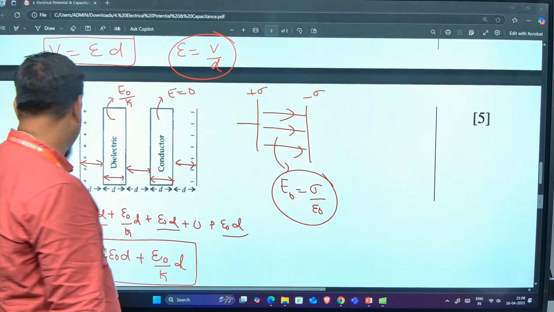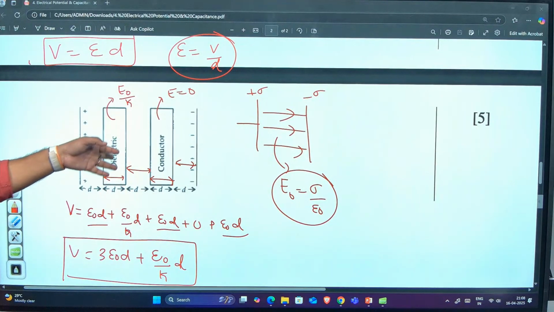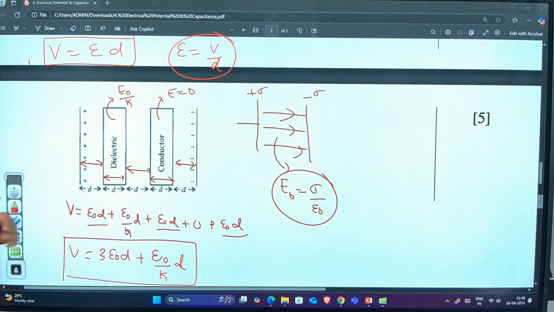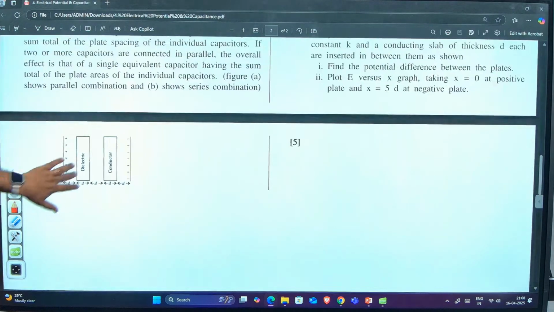Second part they are asking, I hope it is clear to you. Class XII and Varshita Shri, is it clear to you what I have done now? Yes, sir. Can I proceed further? Class XII, understanding? Yes, sir. I hope. Second part, yes sir.